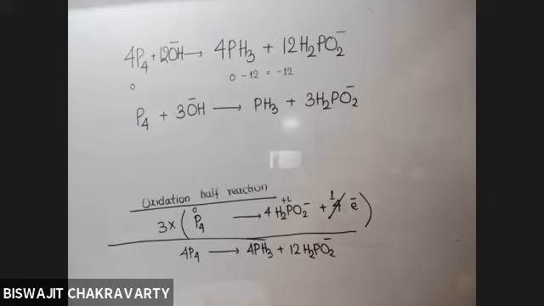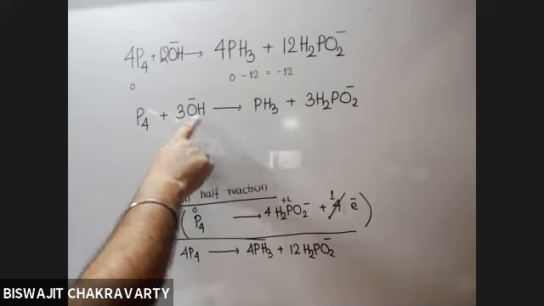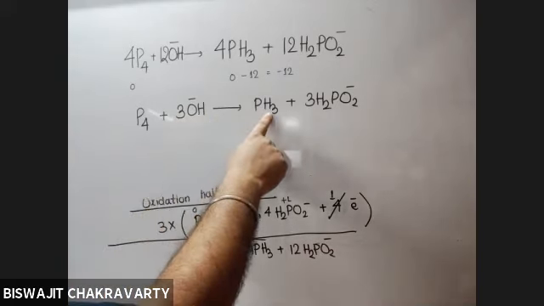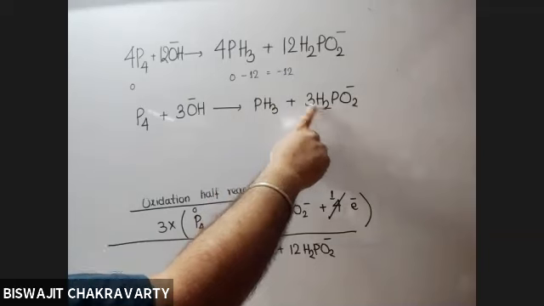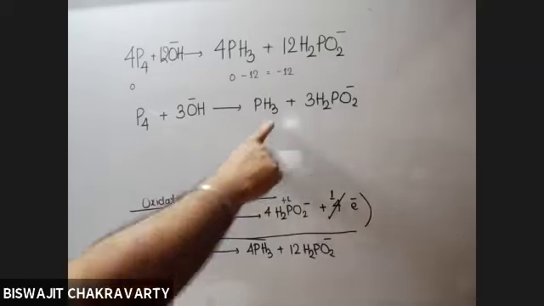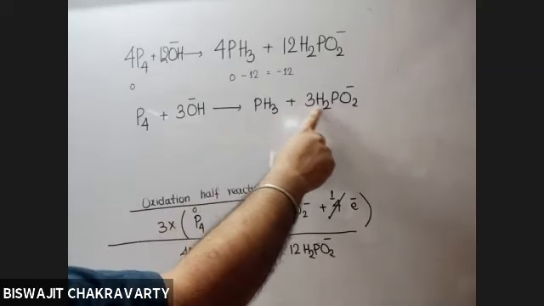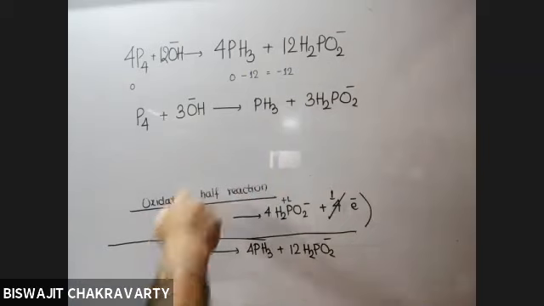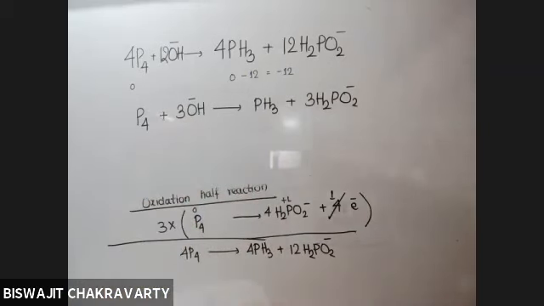Adding water molecule. Adding water to that side where hydrogen is less. So here hydrogens are 3. And here hydrogens are how many? 3 plus 6, 9. So how many water molecules are supposed to be added? Hydrogen 3, 3 plus 6, 9. And here it is already 3. So how many water?